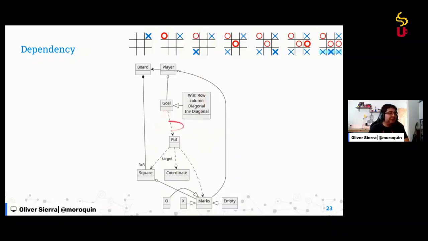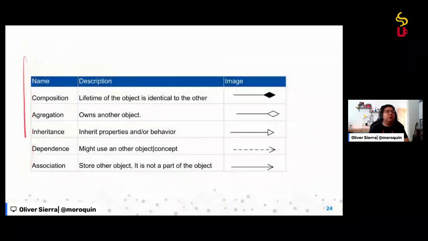And I am saying that the goal is to put a new mark in a new coordinate, and the target will be the square, the matrix itself. So I am using a dependency relationship here because whenever we put the mark, we are not going to use the recording of this event, so we don't need it like that. It helps me to represent all this transition that is important, but it's not a part of the player like putting the mark; it's an action that the player needs to do.